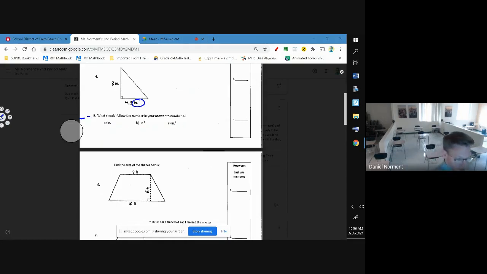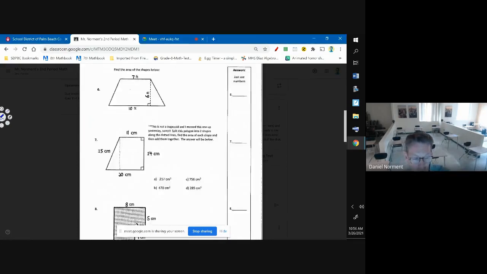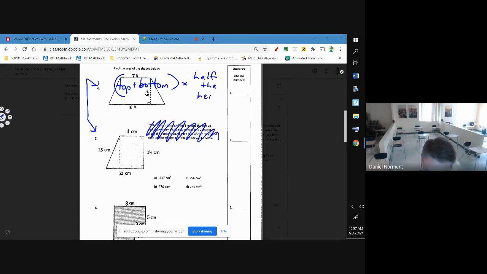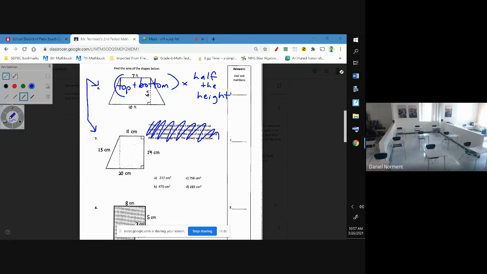It should be obvious. Now, number 6 and 7, here's what I feel bad about. As it turns out, the same way that we solve number 6, we can also solve number 7, and that simplifies things. Because the way that we solve 6 and 7 is you take the top plus the bottom. You add those two. And then whatever that gives you, you're going to multiply that times half the height. Okay? That's what you're doing.